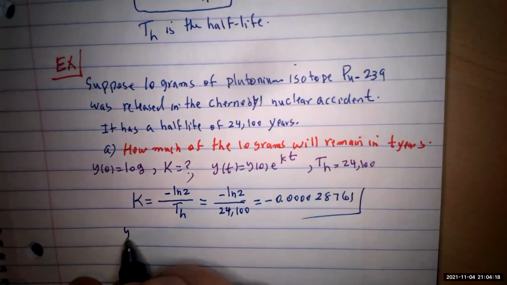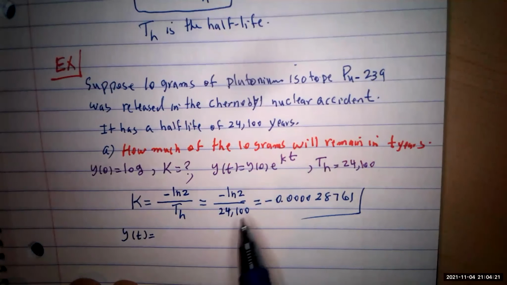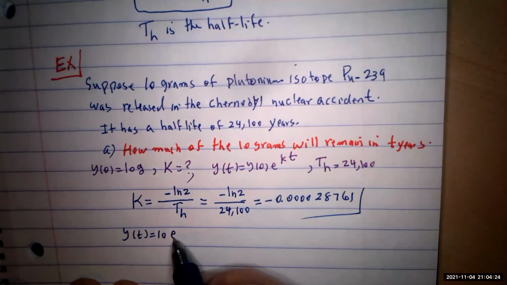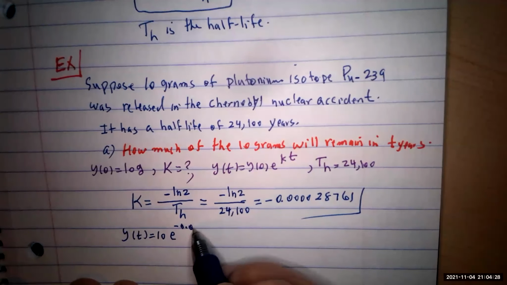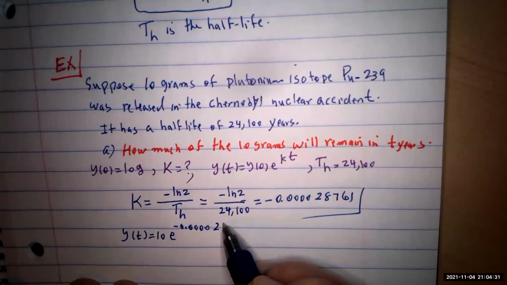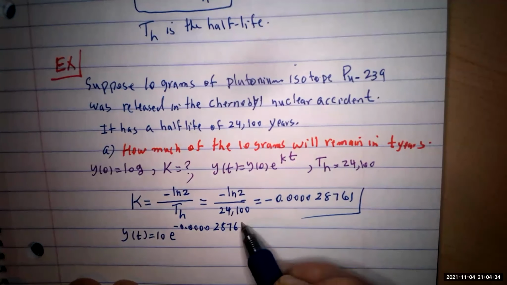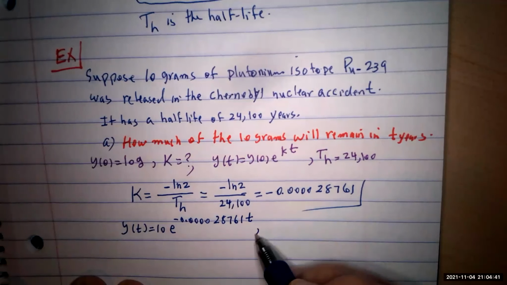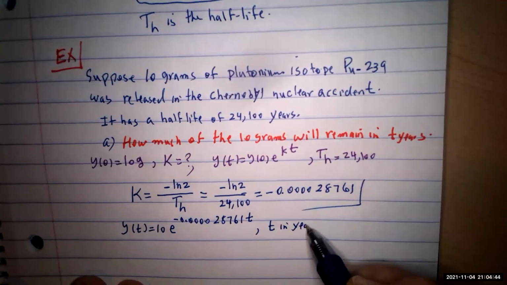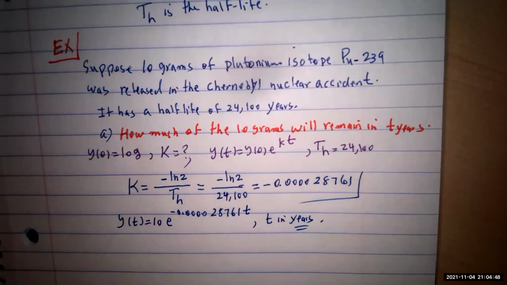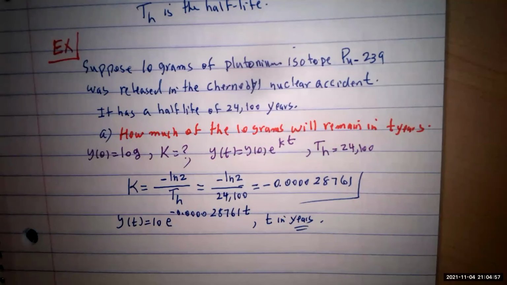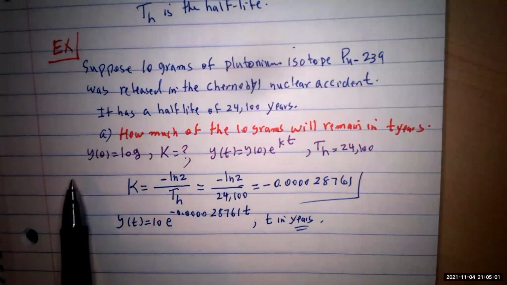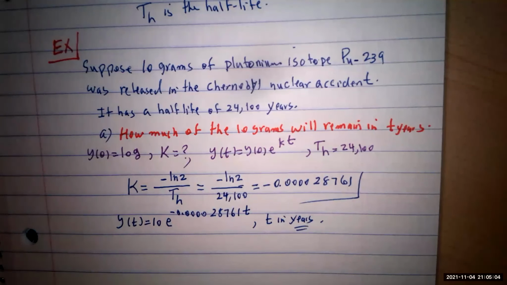So your model is going to be Y of T equal to, initially we have 10 grams, 10 grams, e to the K, this is K, negative 0.0000 28761 T. I just bring all of them, but you can run that if you like. This is going to be our model. You have to explain the T. The T is going to be in years. So this is going to be the amount of the leftover, in grams. What is going to be left after T years. For the first part, actually they ask for the model, for the formula.